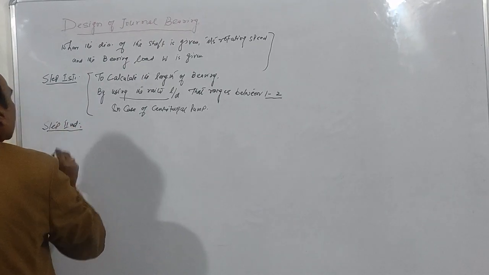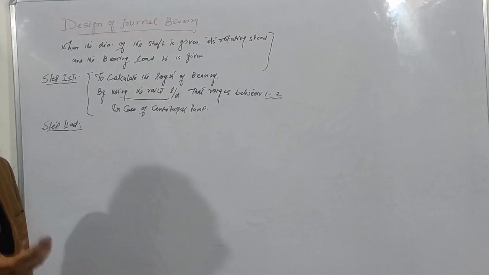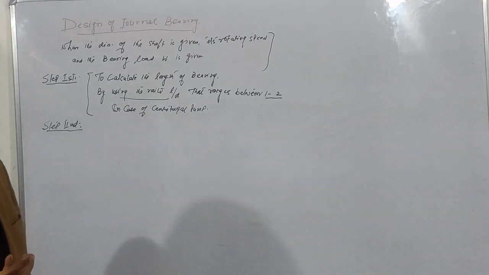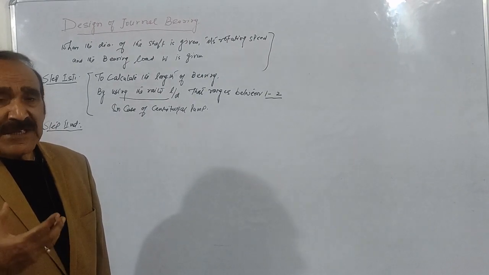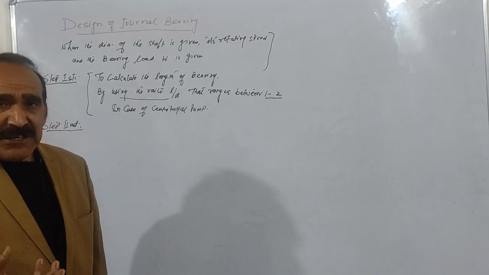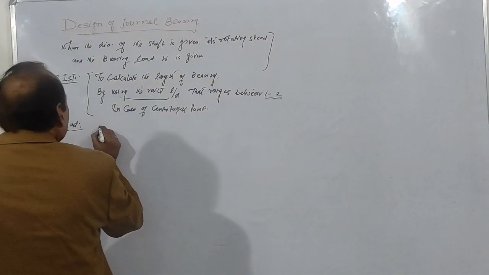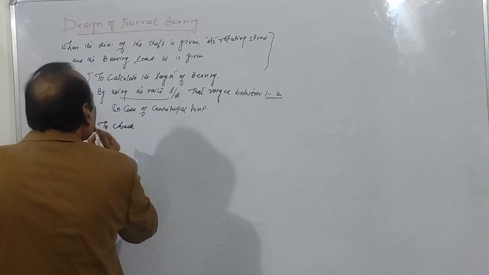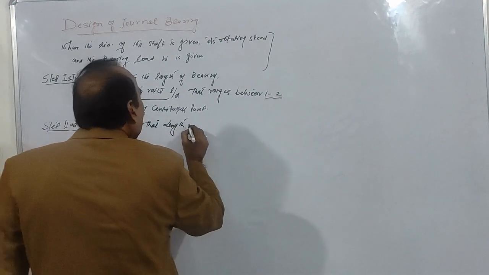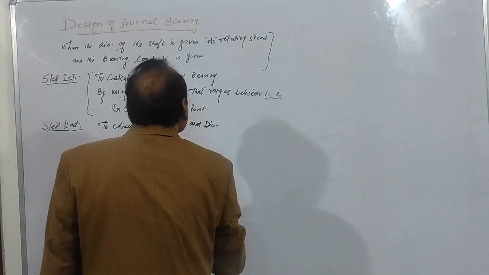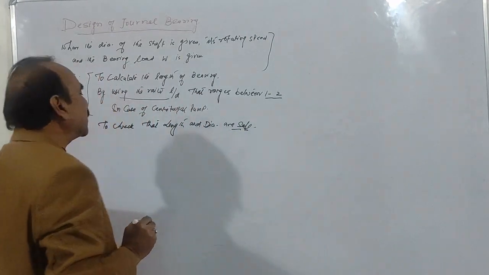What will be your second step? Your second step will be that whatever the length and the diameter you have calculated, you have to check whether this length and the diameter are within the safe limit. Whatever design you have done of the length and the diameter, whether it is in the safe limit, this can be calculated, right? So the second step is to check that length and diameters are safe, right? So how will we check it?